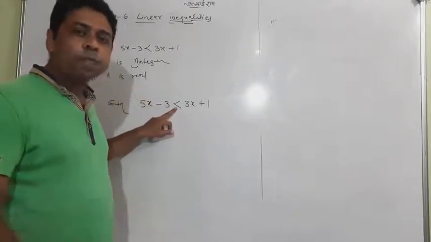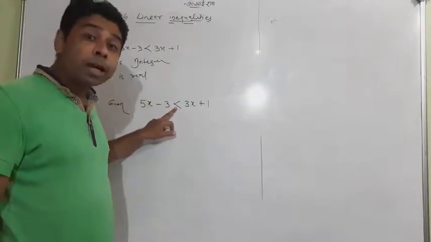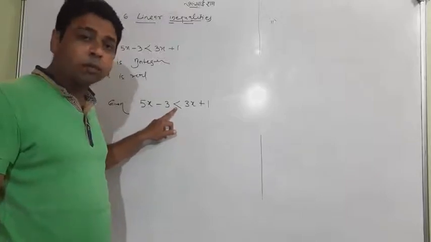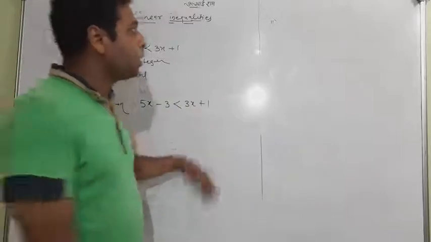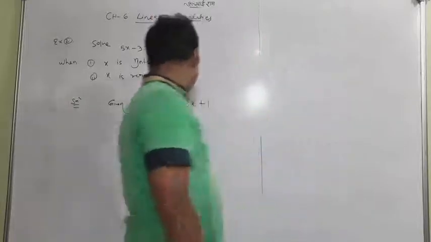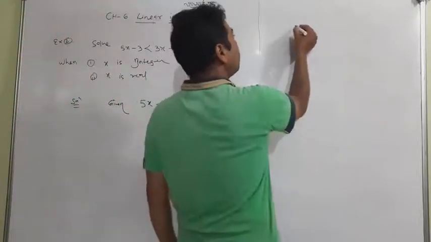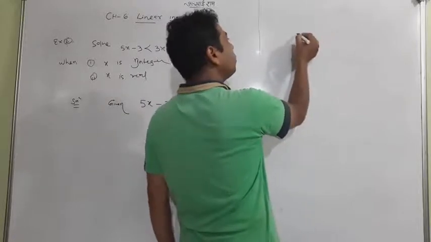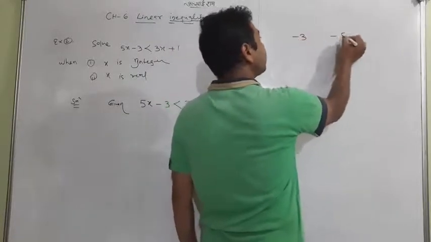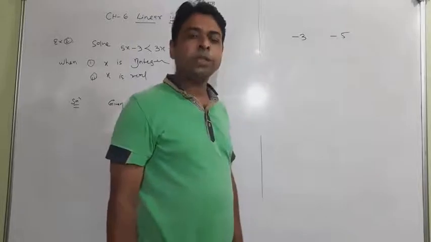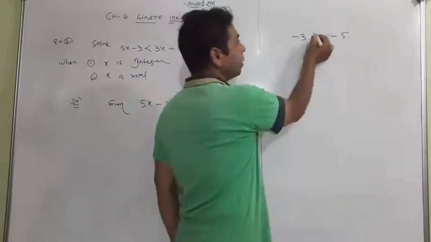But when you do transfer with a negative number, or when you are multiplying or dividing by a negative number, it doesn't work like that. So okay, let me explain something. Before starting that, let me clear one concept. Suppose I simply ask you the question, minus 3 and minus 5, which is greater?